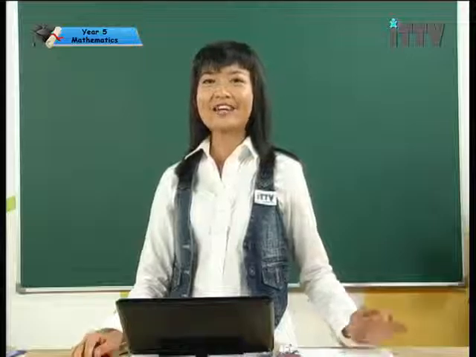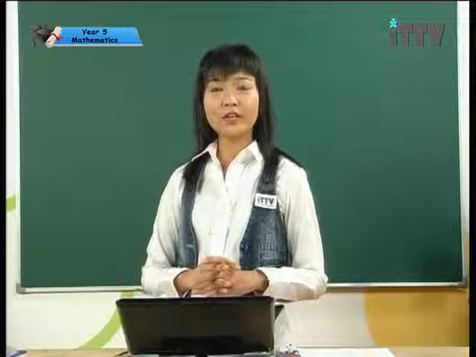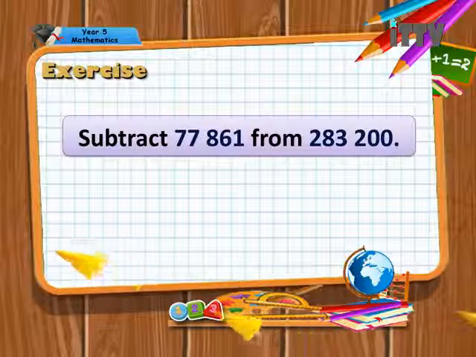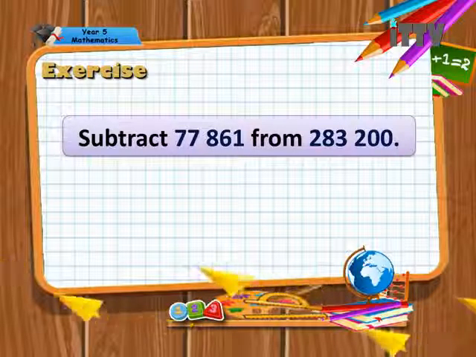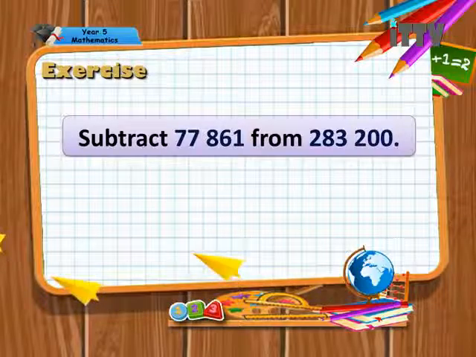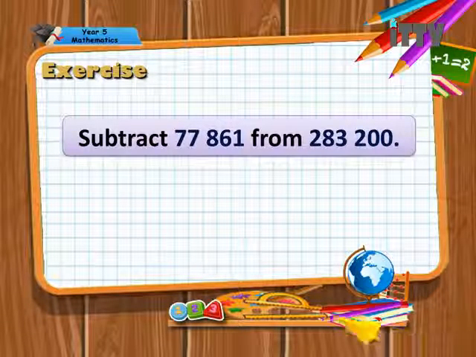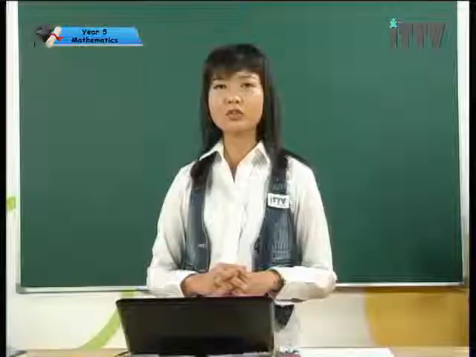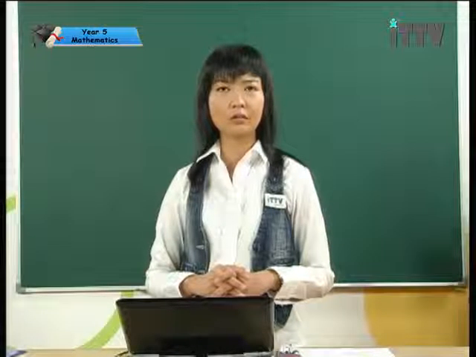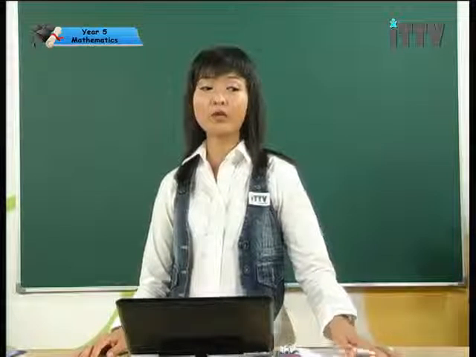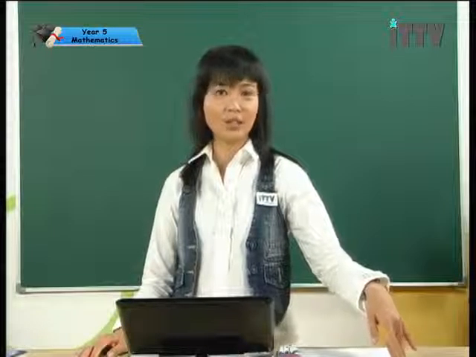Okay, boys and girls, look at this question over here. Subtract 77,861 from 283,200. What do you think we should do with this question? Write them out. Now I'm going to use the whiteboard to show you how to solve this question.